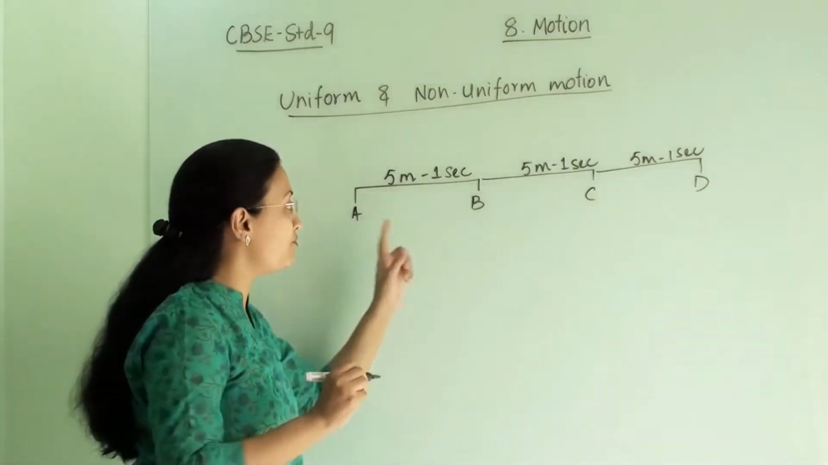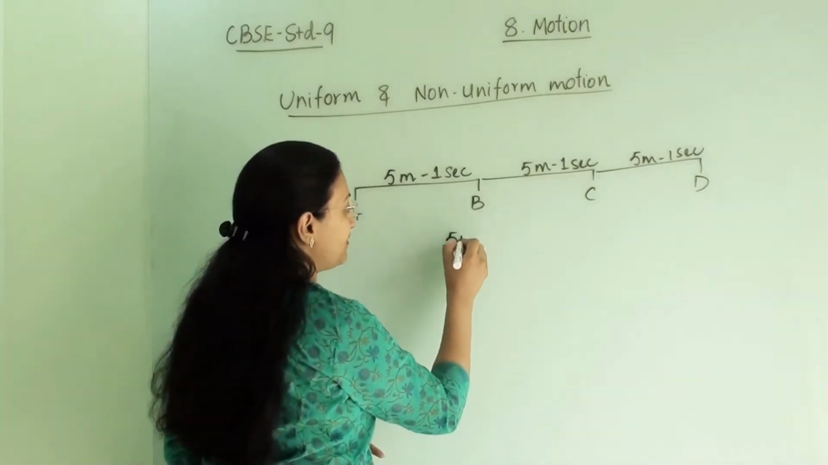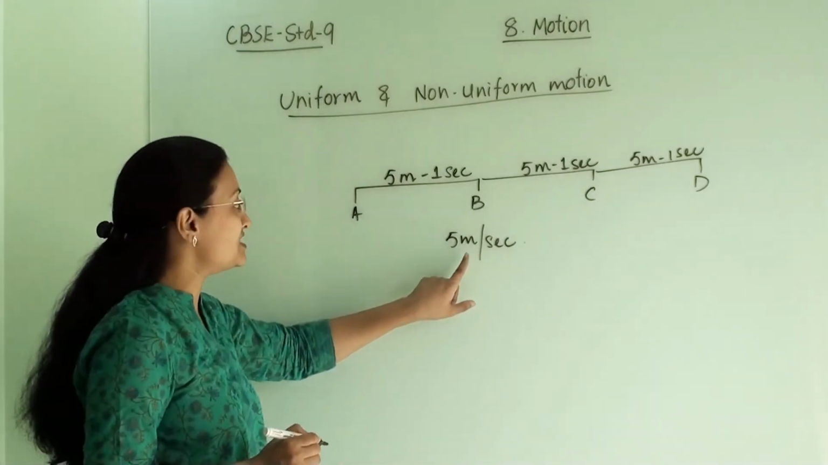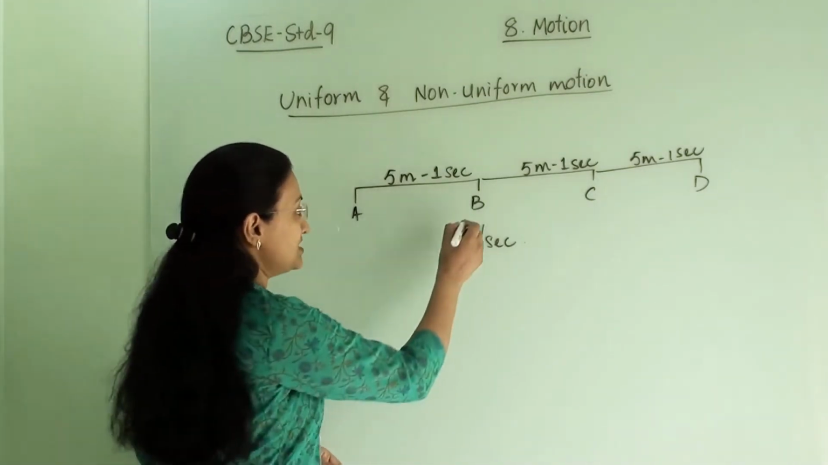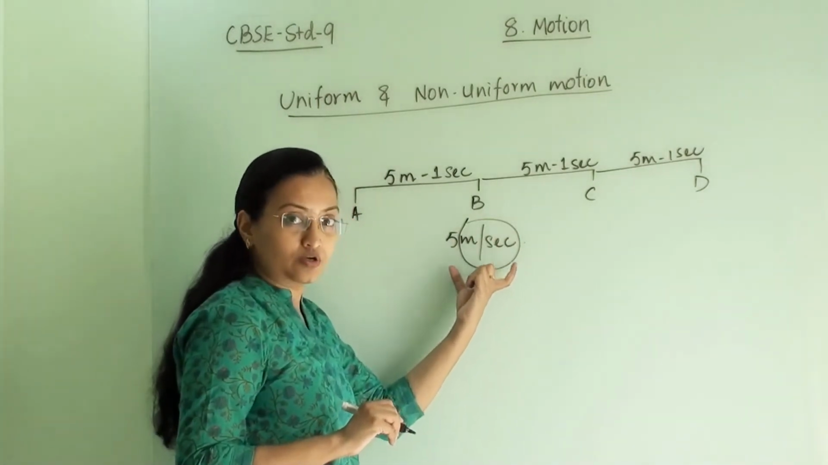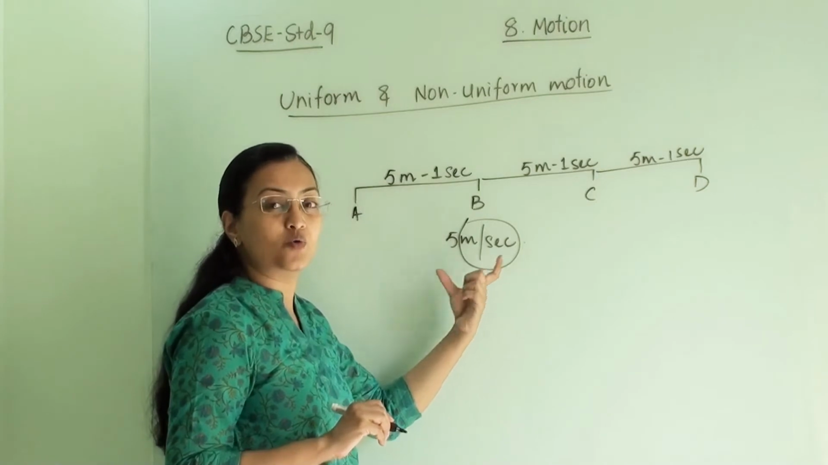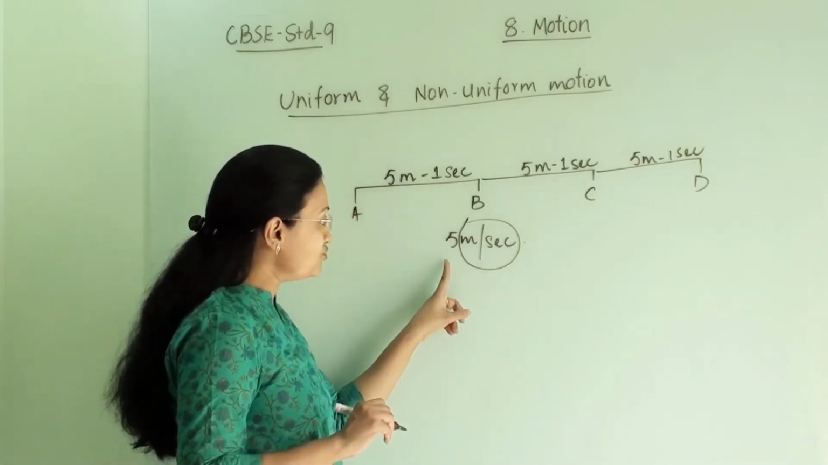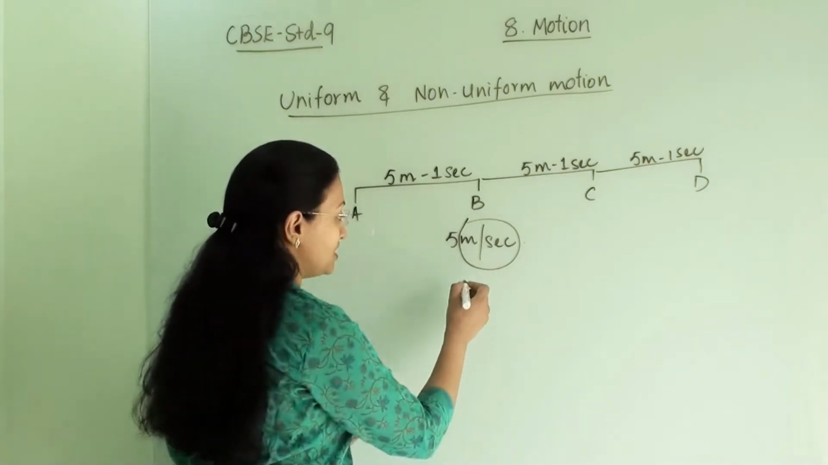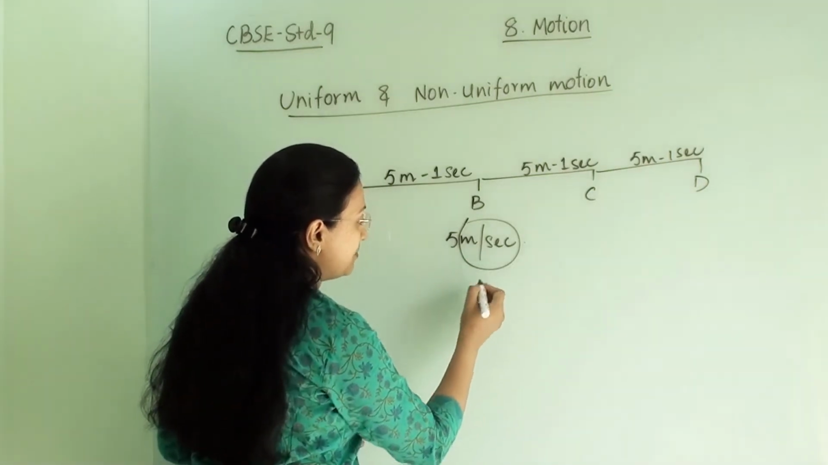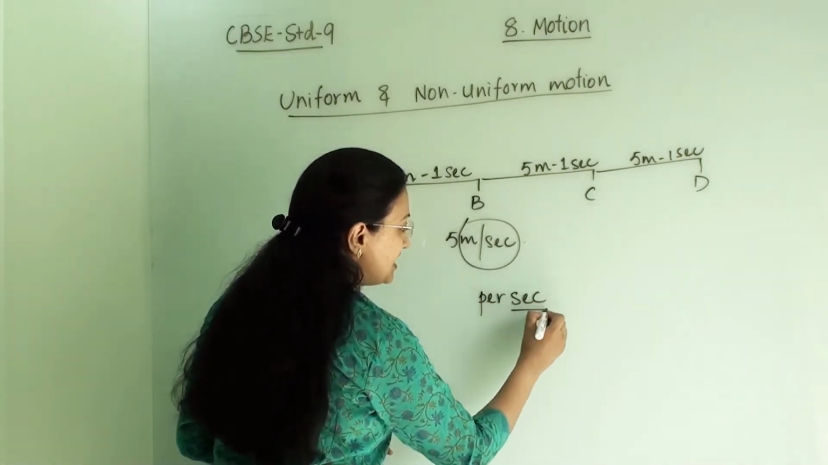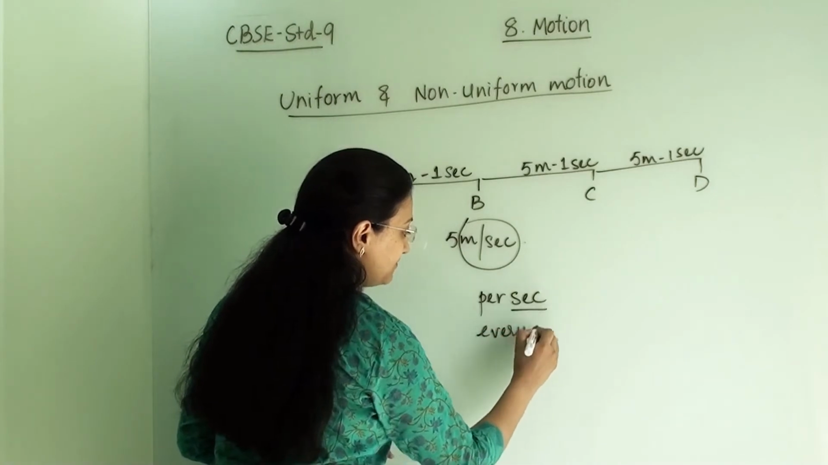Why is it uniform? Because the car is covering 5 meters in every second. In every second, that means it is per second. What is this? This is a unit of speed. That is how we describe speed, that this much distance has been covered in this much time. So here, meter per second. Per second means every second.